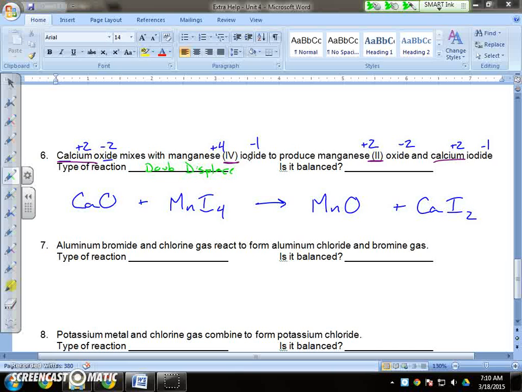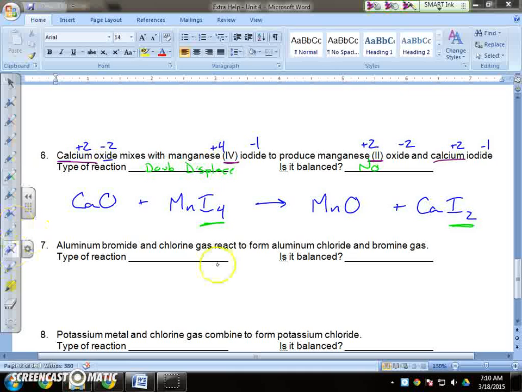And then, is it balanced? No, it is not balanced. In terms of balancing the setup, I know that this has 4 iodines and this has 2 iodines. So we're talking not balanced. Let's keep moving our way through.